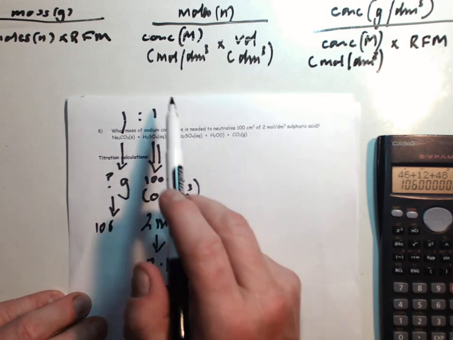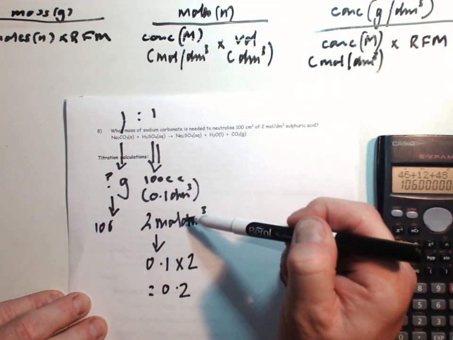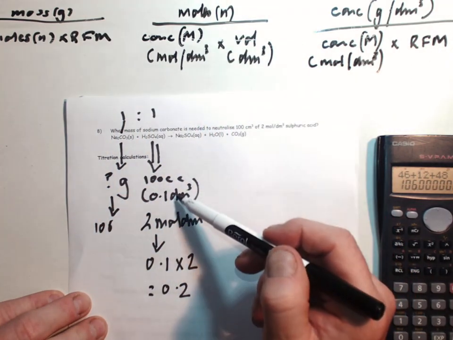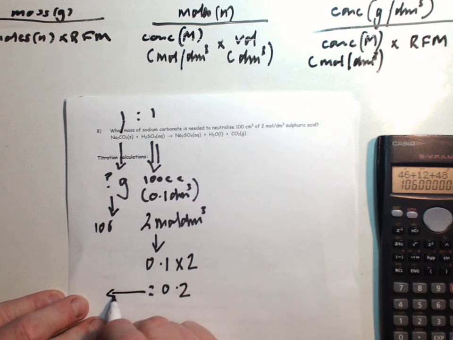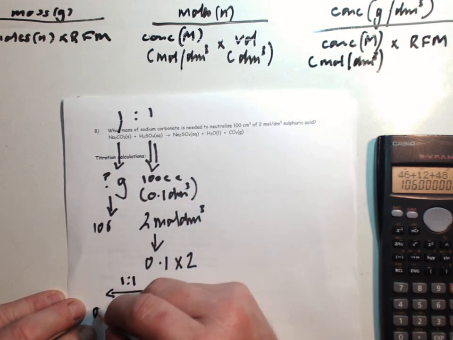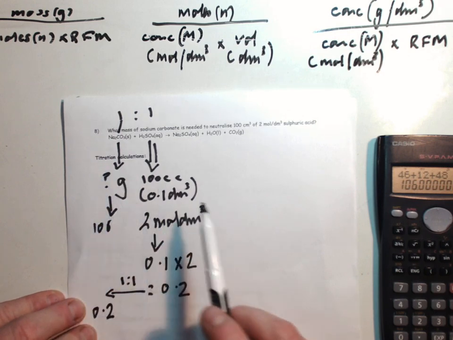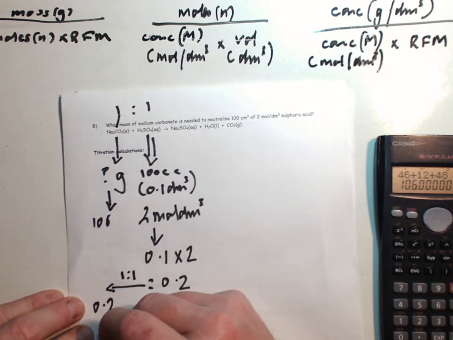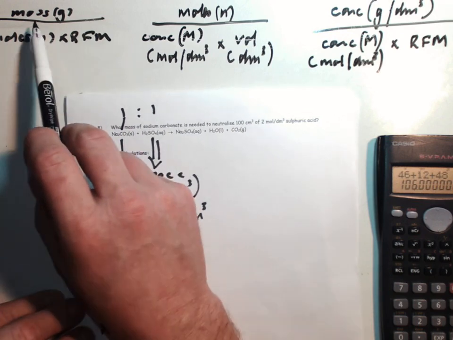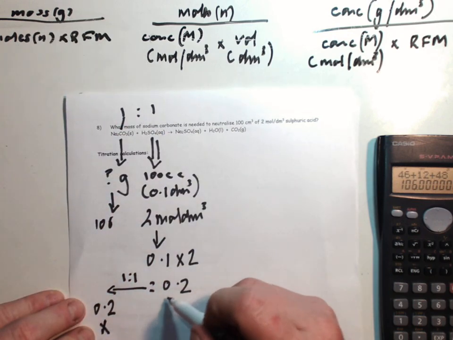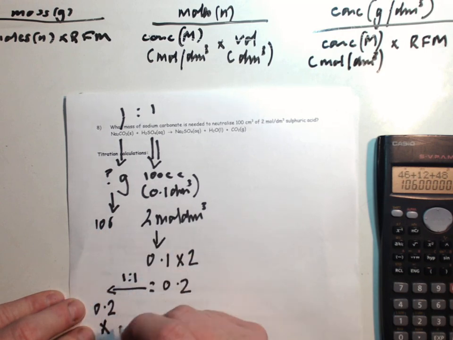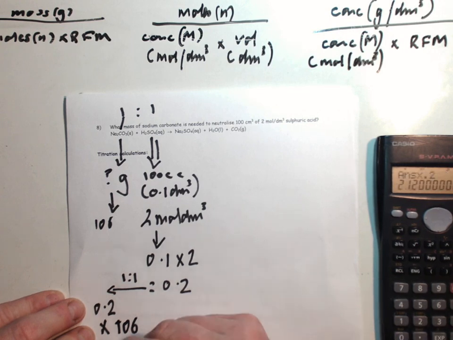I can get moles of this, which is simply 0.1 multiplied by 2, 0.2. Okay, I'm just using their concentration, which is given to me in the question of 2, and volume in decimeters cubed, which is 0.1. I use my ratio, it's 1:1, so my moles of sodium carbonate is 0.2. Mass is equal to moles multiplied by RFM. Moles is 0.2. RFM I've worked out earlier is 106. Okay, it gives me an answer of 21.2 grams of sodium carbonate required to react with sulfuric acid.